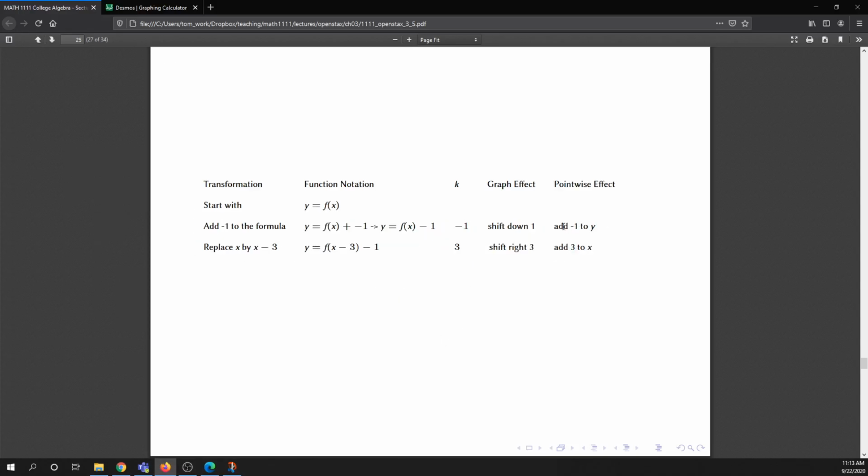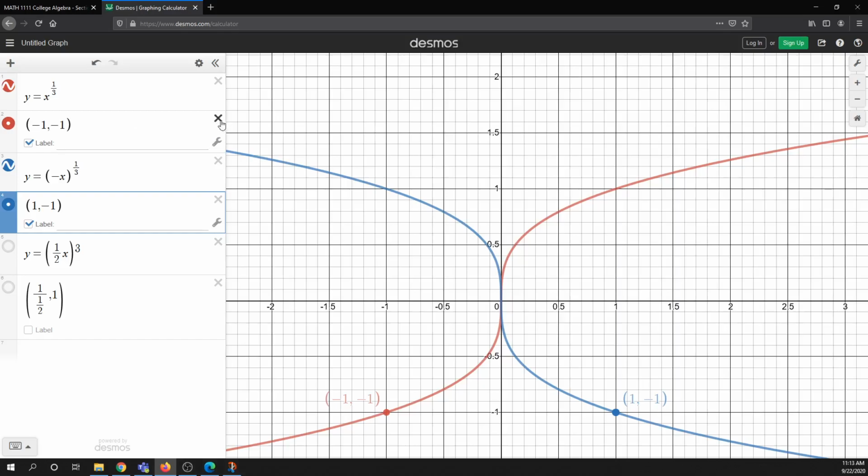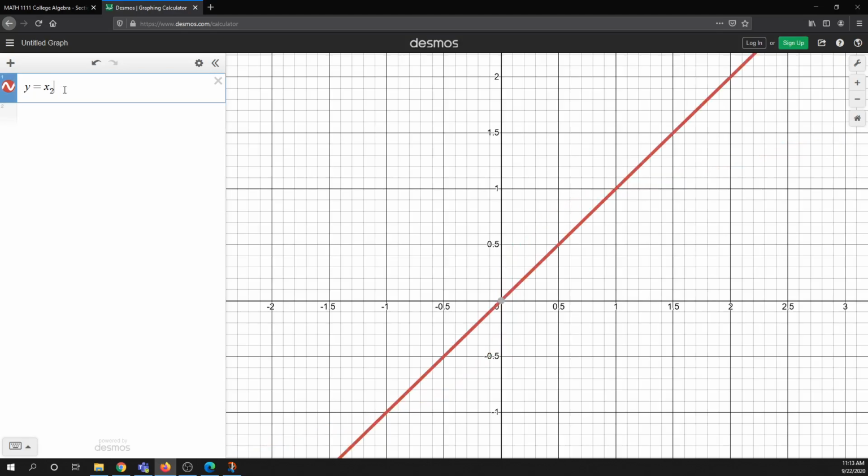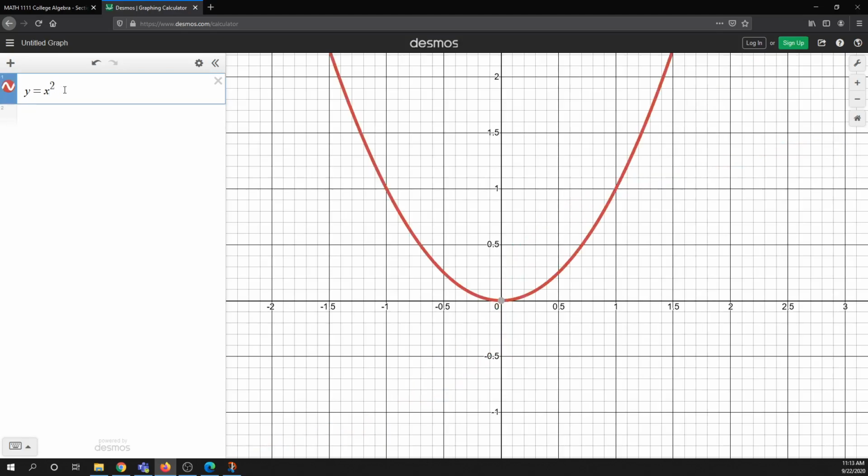All right, so if we had a point on the graph, then we would know that we would add -1 to the y value and add 3 to the x value. That's the pointwise effect that this transformation has. It would add -1 to the y and add 3 to the x. So if I go here and pick a particular function, y equals x squared, and I pick a couple of points on here, 0, 0, and let's do 1, 1.